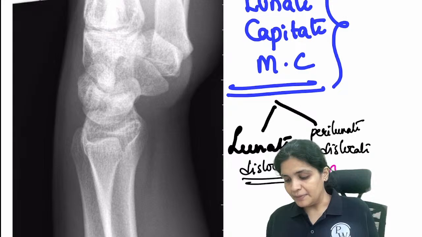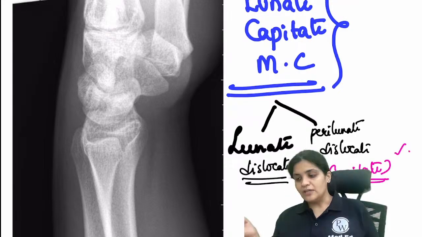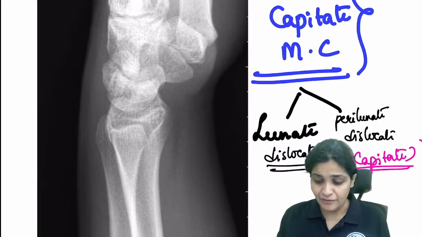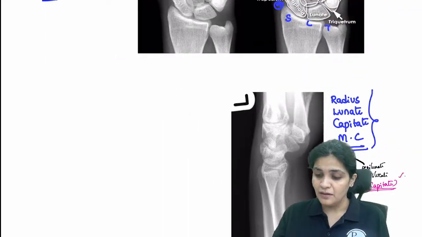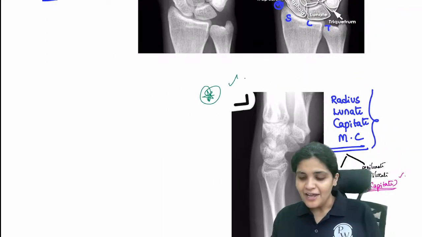So what are the other carpals? Your capitate. Right? So that is the lunate and perilunate dislocation. Now, if you answer this, then straight away they will put distinction for you, right?